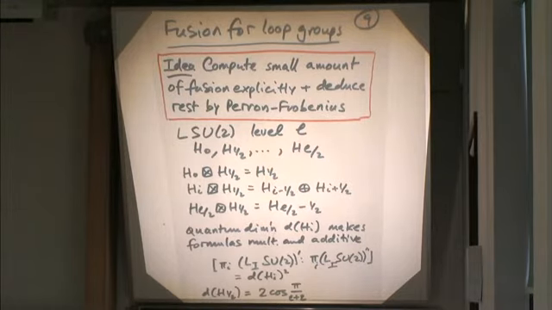So that idea about computing the fusion then is, well, you just compute the first two things. So fuse H, this generating representation, with itself, and then again. Well, you'll find that you have the trivial representation in there.